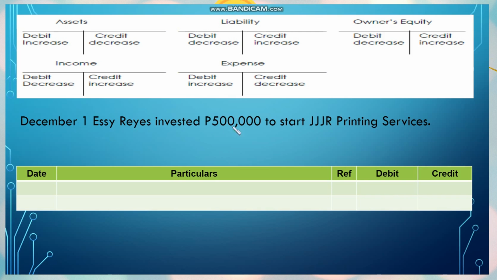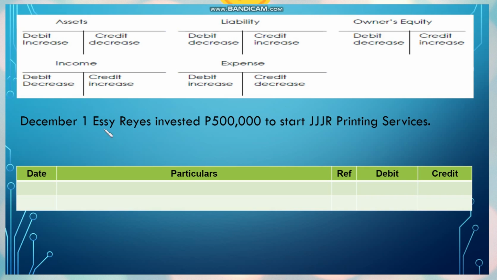Okay, now we'll try to discuss this one by one as we go over the different transactions that we have in here. Let's look at the first transaction. December 1st, S.E. Reyes invested $500,000 to start JJJR Printing Services. You don't really have to memorize the account titles that you have to enter in the journal entry, but you just have to understand how each transaction affects the asset, liabilities, and owner's equity accounts.